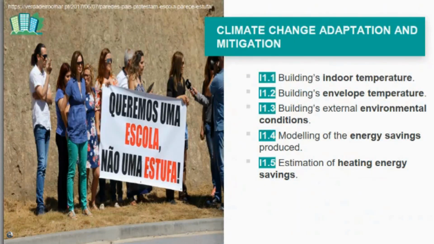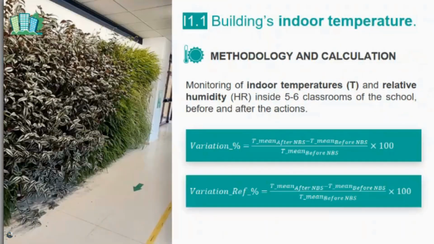First, the methodology for calculating the indicators of climate change adaptation and mitigation challenge will be explained. To calculate the impact of the NBS implemented in the school regarding the indoor temperature of the building, it is first necessary to find suitable locations for the sensors inside the classrooms. This assumes, however, that what really matters are the average value and the comparison between the values collected before and after the interventions. Also, a general consideration is to avoid locations close to doors and windows.